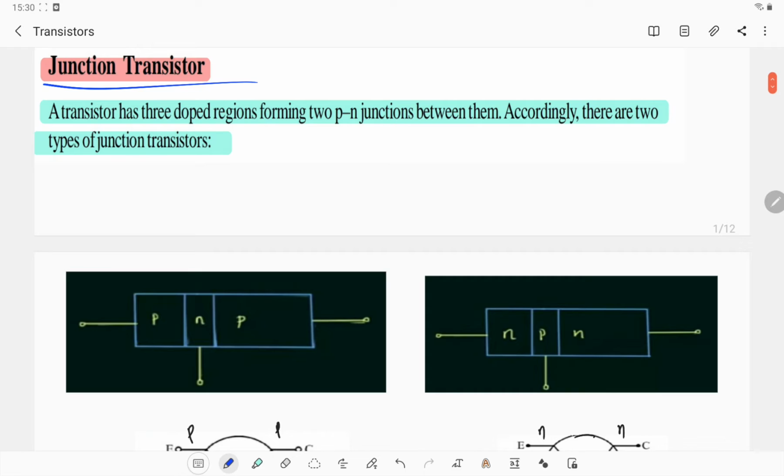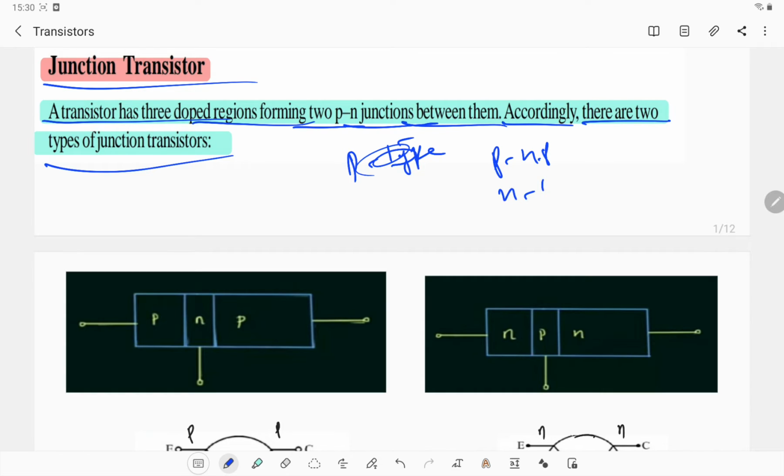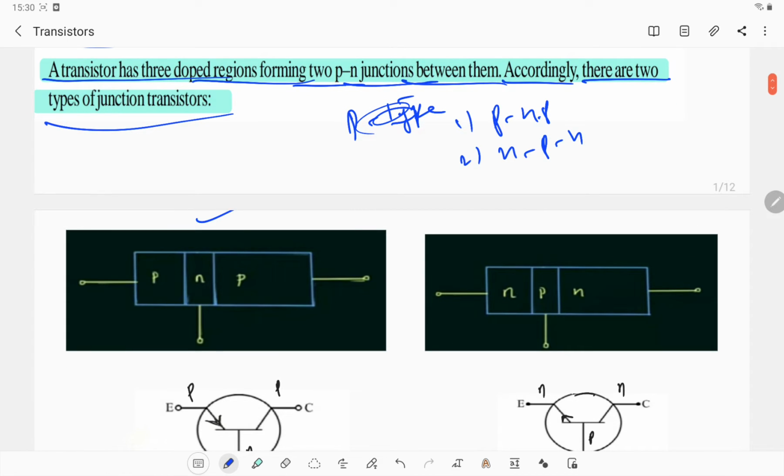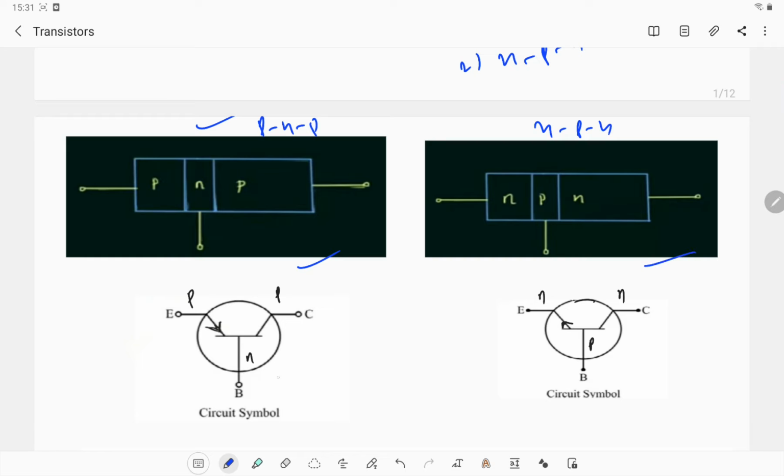A transistor has three doped regions forming two PN junctions between them. Accordingly, there are two types of junction transistors. One is the PNP transistor, and another one is the NPN transistor. So here this is the PNP transistor, and this one is the NPN transistor. These are the block diagrams of the transistor, and these are circuit diagrams for the transistor.